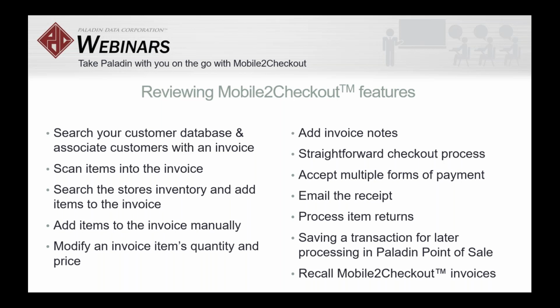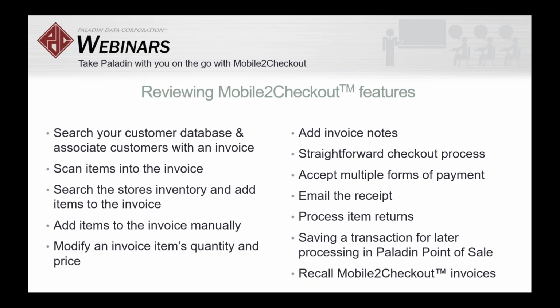Add items into the invoice manually as well, so if you know the product code number or the part number, you can just manually key it in, and boom, it comes right up. You can also modify an invoice's quantity and price. Obviously, you're going to need to do that if they're buying more than one. You don't need to scan all of them. You can just change the quantity. And also, if you want to give them a discount, you can change the price field.